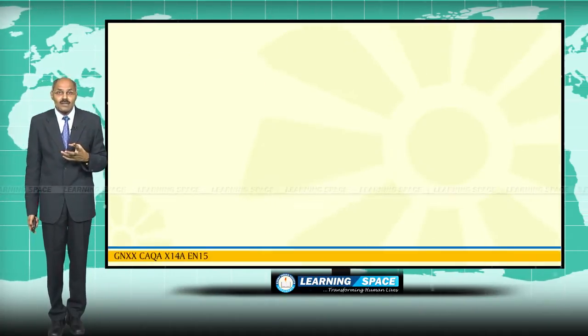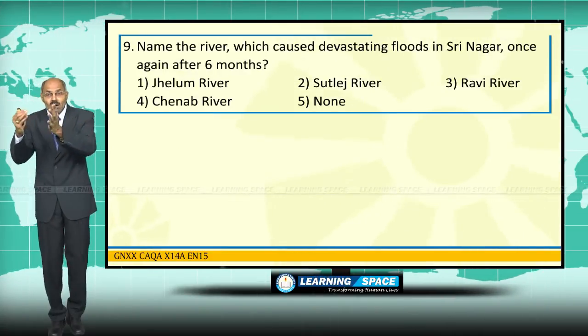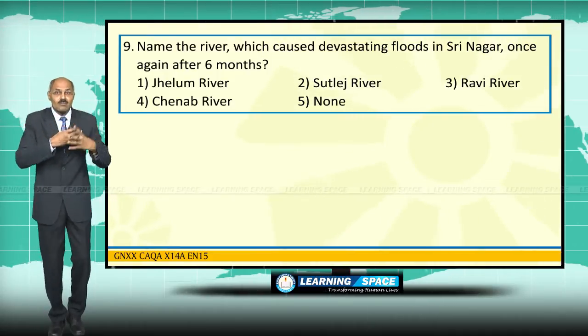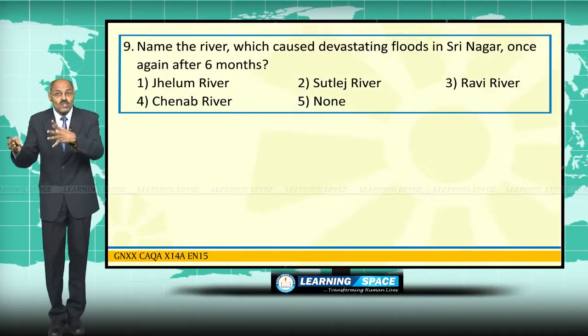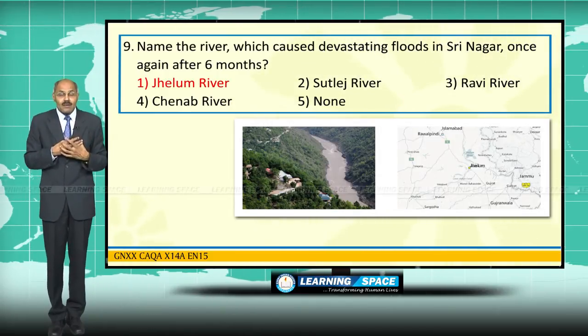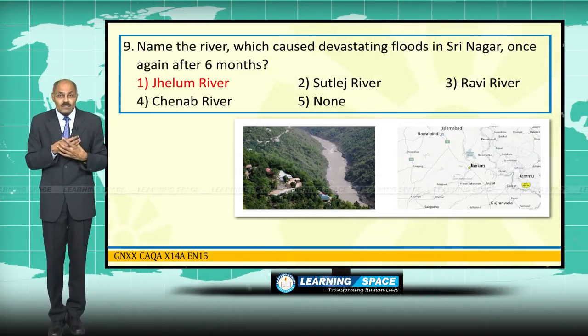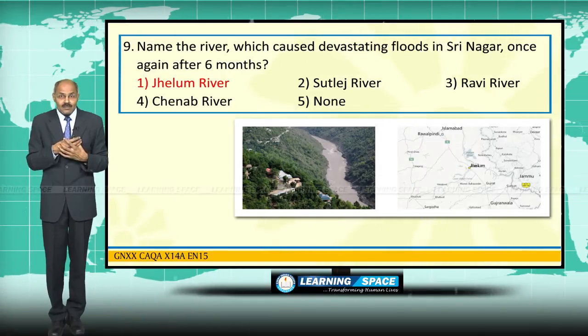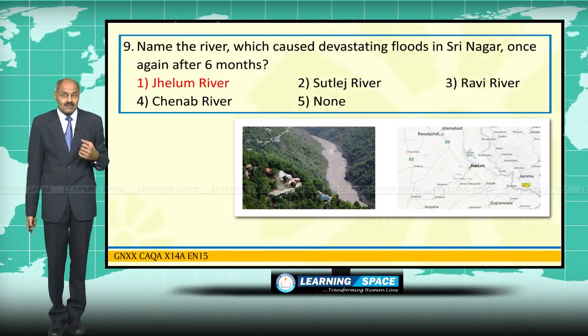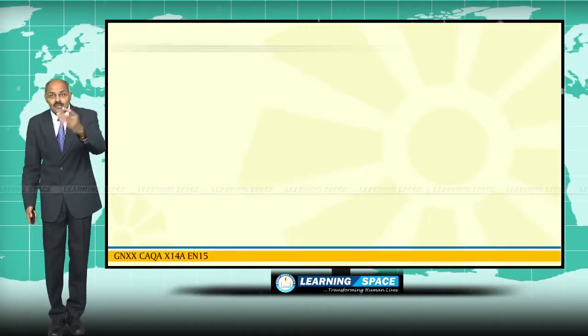Right? Look into the next one. Name the river which caused devastating floods in Srinagar once again after 6 months. That is the Jhelum River. It caused extensive damage long back, but again now, because of its floods, serious damages occurred in Srinagar city recently. Friends, look into the next one.